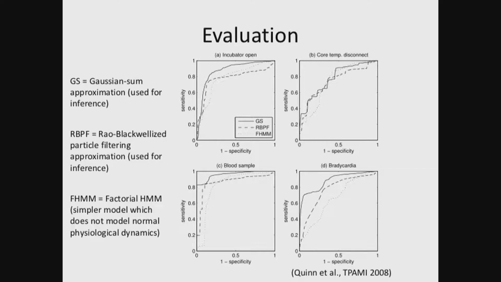I want to go a little bit slowly through this plot because it's quite interesting. So what I'm showing you here is a ROC curve of the ability to predict each of the 4 different types of artifacts. For example, at any one point in time, was there a blood sample being taken or not? At any one point in time, was there a core temperature disconnect of the core temperature probe? And to evaluate it, they're assuming that they have some labeled data for evaluation purposes only. And of course, you want to be at the very far top left corner up here.